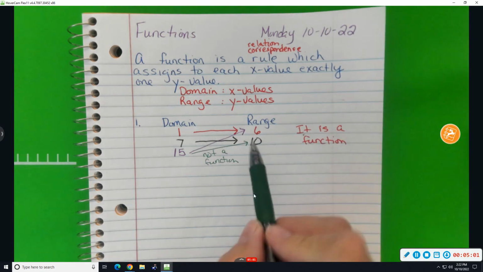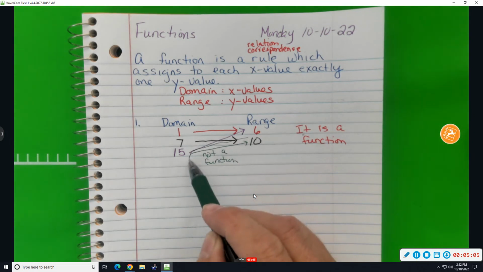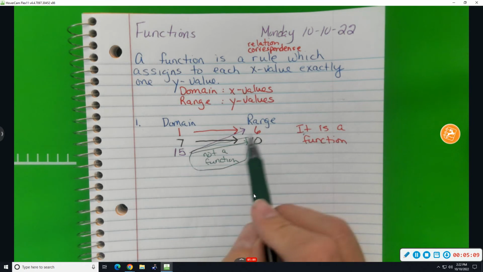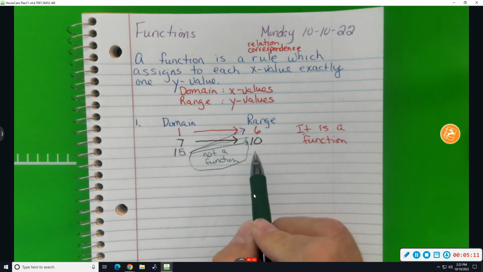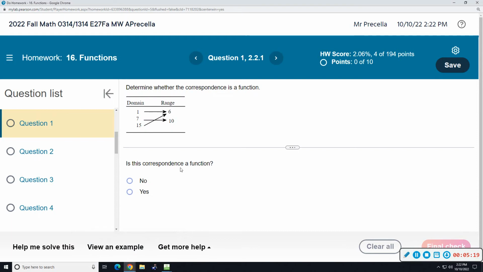But this part right here that I just drew was not part of the problem. But that's what it would take in order for it to not be a function. If there were two arrows coming out of one of the x values. So this is just a yes, no. Is it a function? Yes.